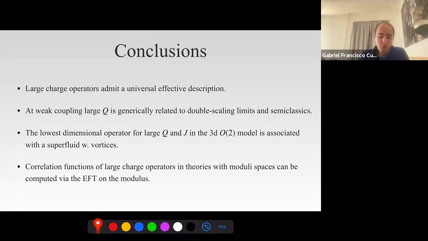These ideas can be used to argue and find the scaling dimension of the lowest dimensional operator with fixed large charge Q and angular momentum in the three-dimensional O(2) model. And the correlation functions of large charge operators in theories with moduli spaces are computed using the same effective field theory which applies on the moduli space of the theory.